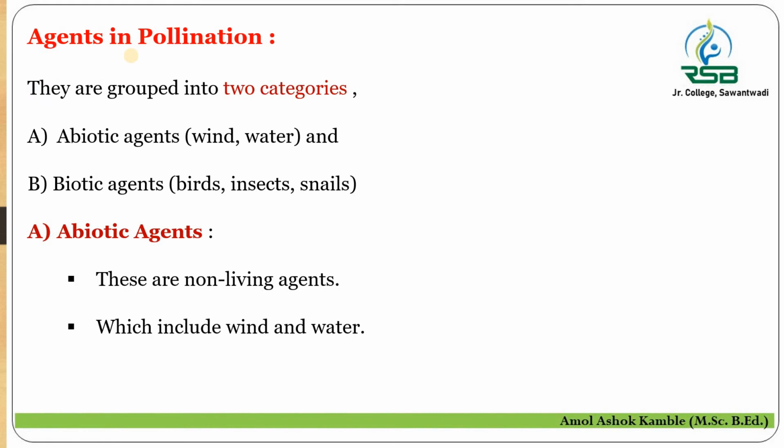Then let us come to know what are the agents involved in the process of pollination. Agents in pollination. There are two categories of agents of pollination. Number one, abiotic agents, and number second, biotic agents. Abiotic means non-living and biotic means living agents. For example, in abiotic agents, wind and water are there, and in case of biotic agents, birds, insects and snails are there. Let us come to know the first one, abiotic agents. These are the non-living agents which include wind and water.